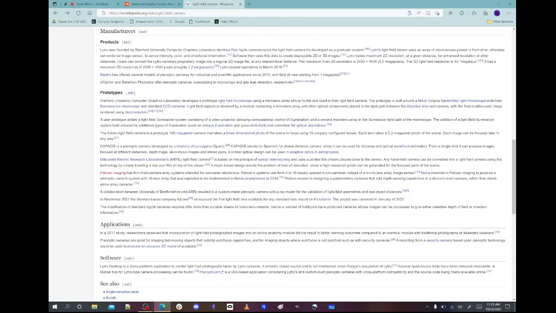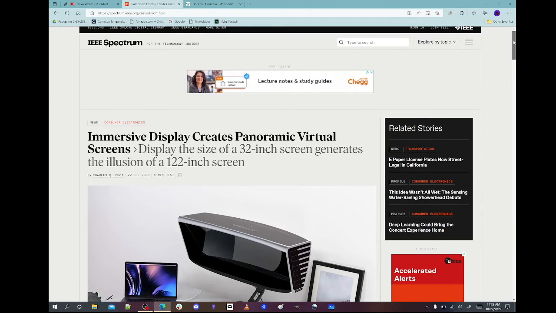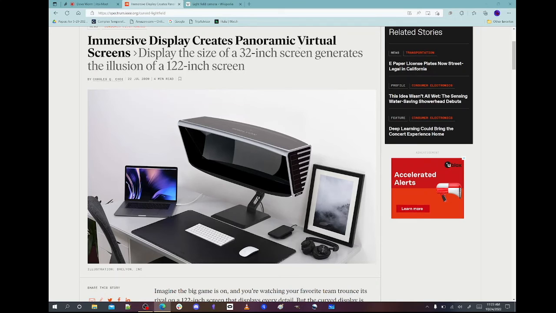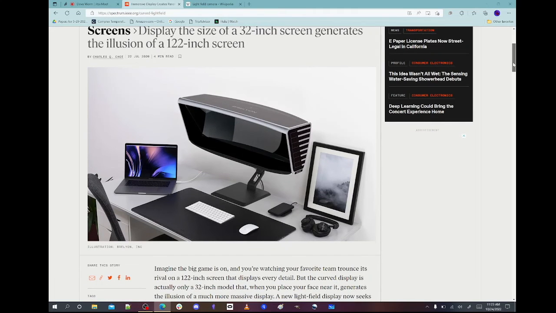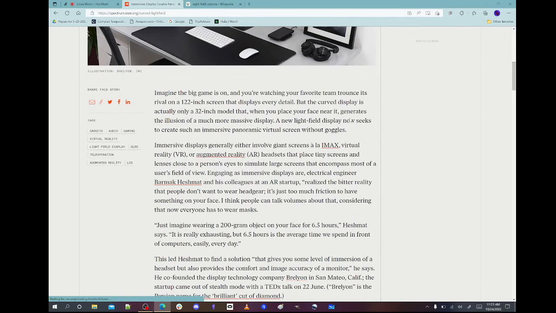And so there's even a desktop software, Lytro Desktop, which allows you to render light field photographs taken by Lytro cameras. So you can take the image and then render different types of scenes. So this is the article from the IEEE Spectrum from 2020, and this one actually goes into an immersive display, creating panoramic virtual screens. So this is not a primer on light field imaging per se, but this is an immersive display that uses light field imaging as its source.